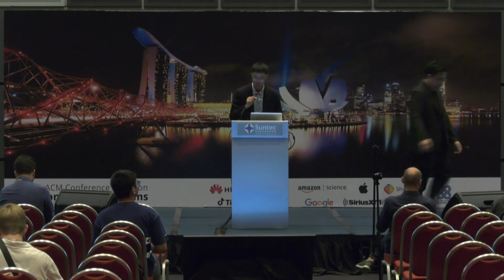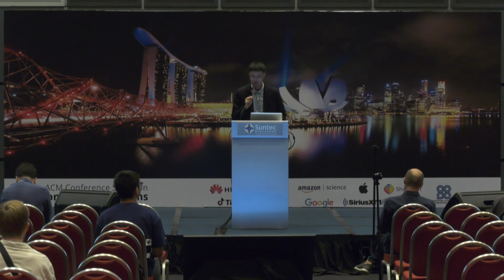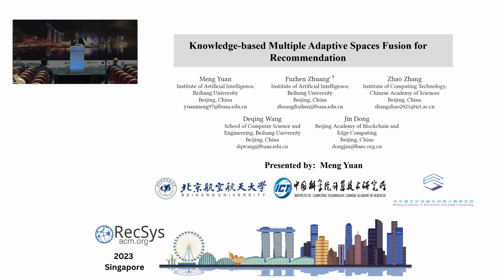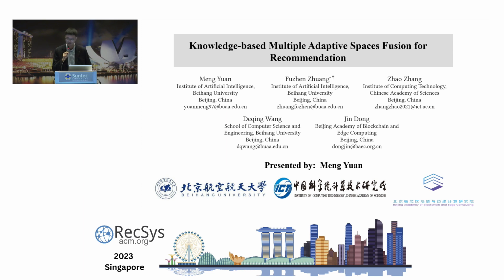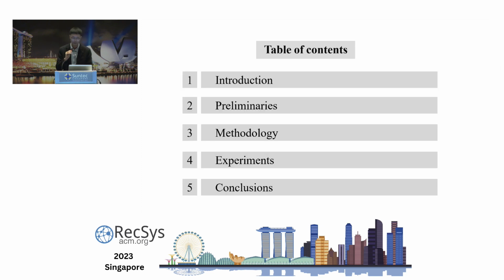Okay. So hello, everyone. I'm the proxy presenter of this paper. If you have any questions, you can send email to these authors. This paper is titled Knowledge-Based Multiple Adaptive Spaces Fusion for Recommendation. As you can see, the report outline contains the following 5 parts.